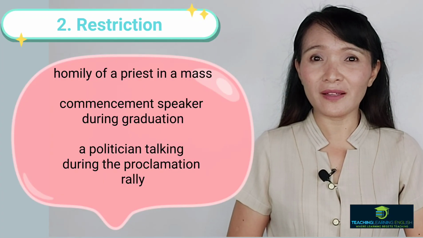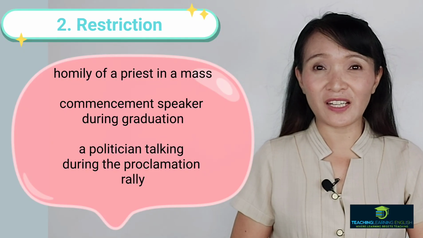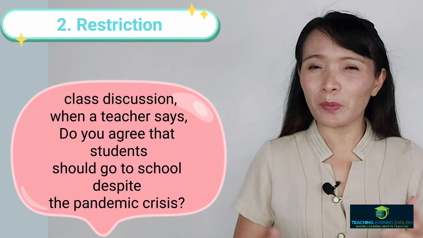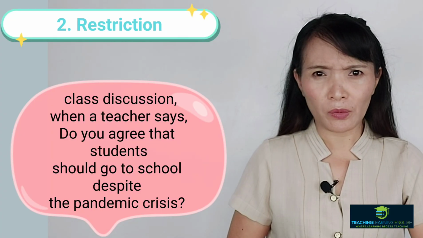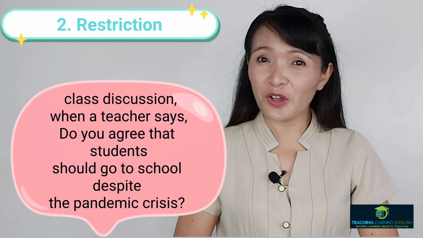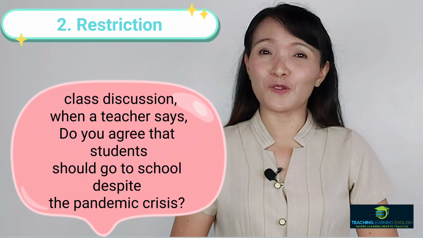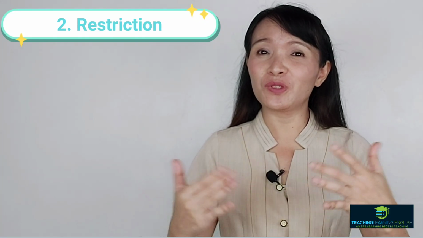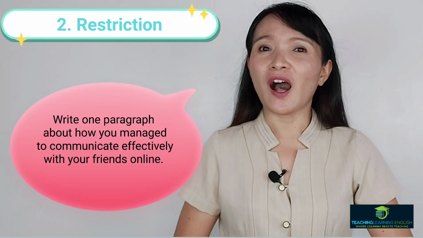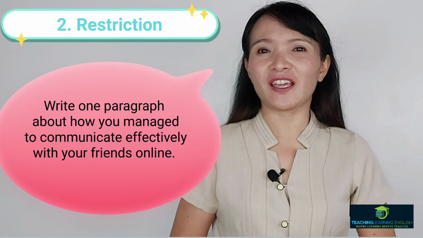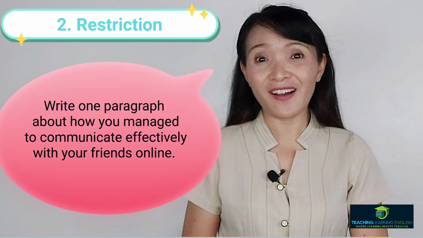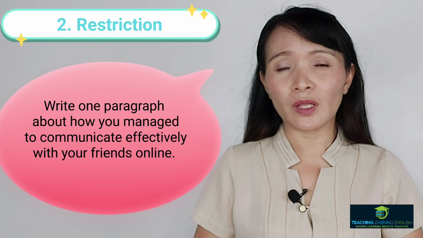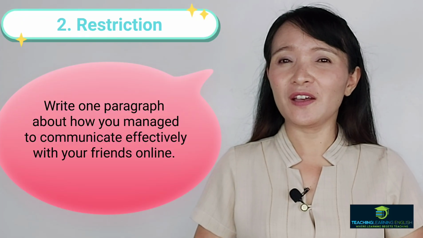Or in terms of class discussion, when a teacher says, "Do you agree that students should go to school despite the pandemic crisis? Yes or no?" You must answer yes or no. It is restricted. In the conversation, which one is restriction? When I told my student to write one paragraph about how they managed to communicate effectively with their friends online, yes or no, no other situation. That is restriction. Students had no option to write any other situation.